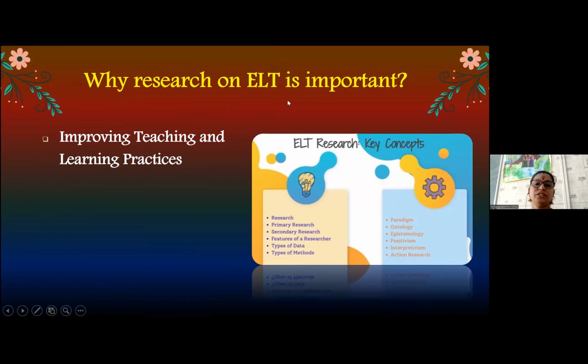Why is research on ELT important? Improving teaching and learning practices. Charles Dickens once wrote, "Take nothing on its looks. Take everything on evidence. There is no better rule." While he wasn't specifically referring to the education world, the sentiment can still be applied to educational practices.